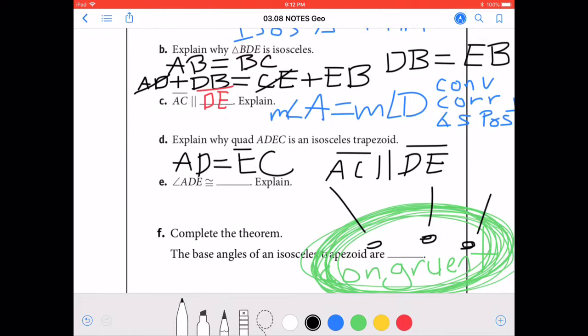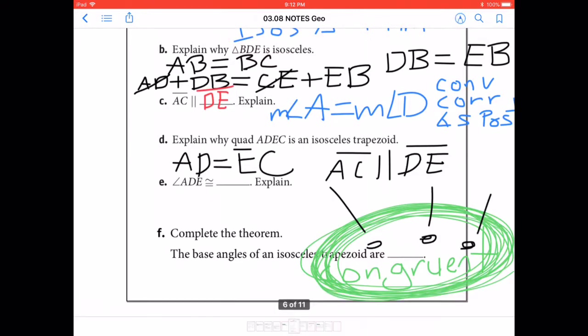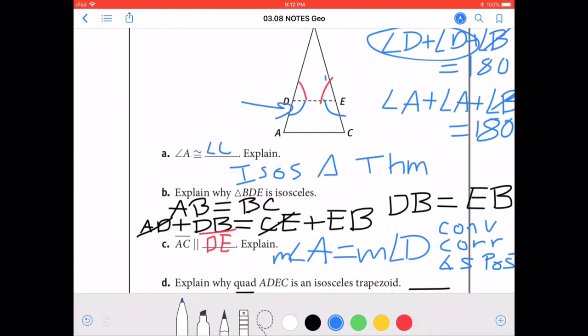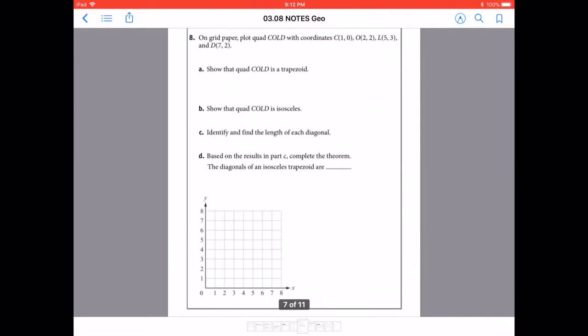Alright, the base angles of an isosceles trapezoid are congruent. That means, for example, if this angle right here was 100 degrees, by this theorem, this conjecture that we're making, this angle right here would also be 100 degrees, which means this one would be 80, which means this one is also 80. So we can now use that if we know it's an isosceles trapezoid. We can now do some stuff with angles. Alright, so now let's move on to the next example.